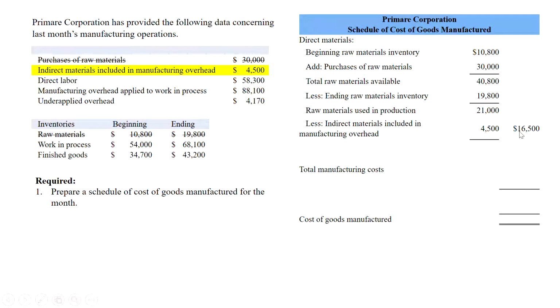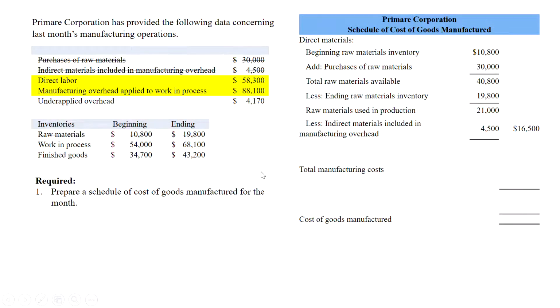So 21,000 raw material used in production minus indirect materials of 4,500. And although I don't have a title listed here, my number to the right of 16,500 is the direct materials added into my manufacturing process. Again, those are the raw materials I can actually trace to finished goods. Oh, step 2 of 6. So be patient. We're going to keep plugging along with our information.